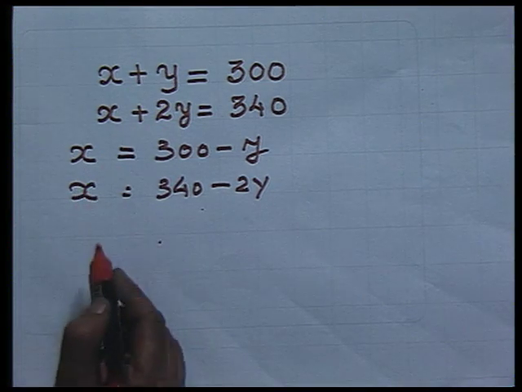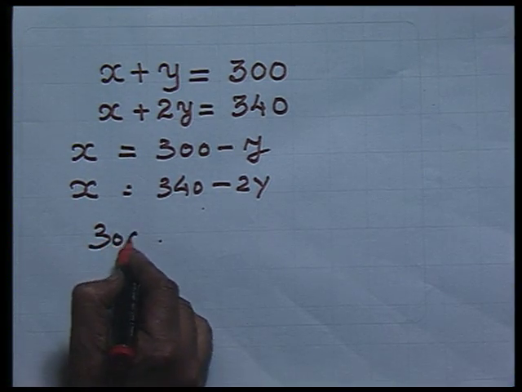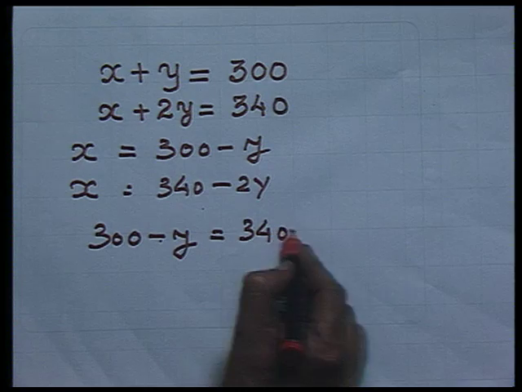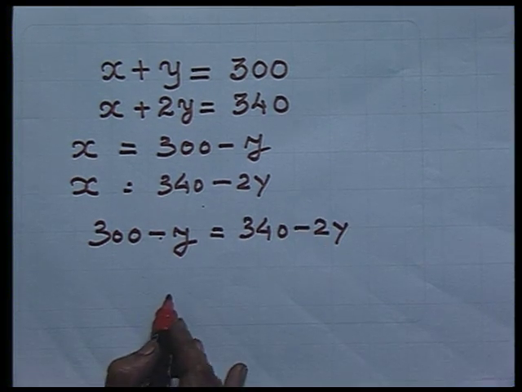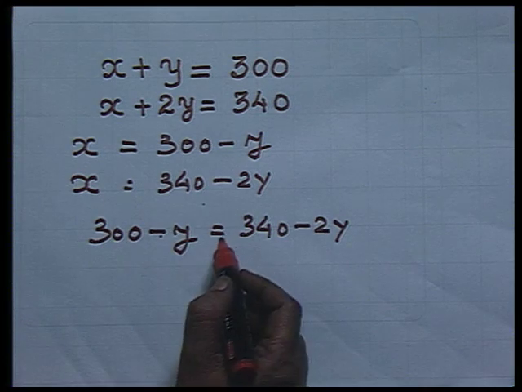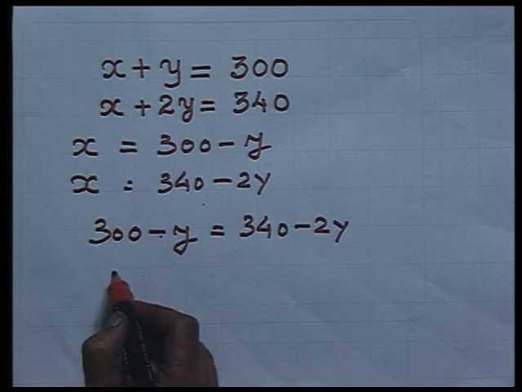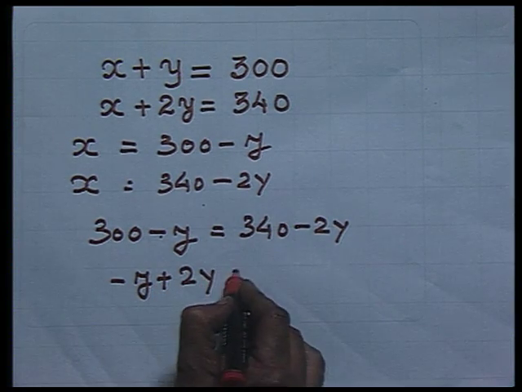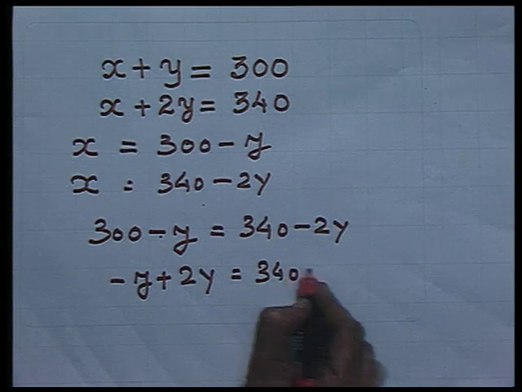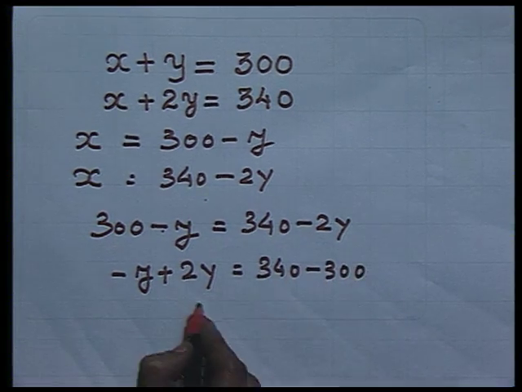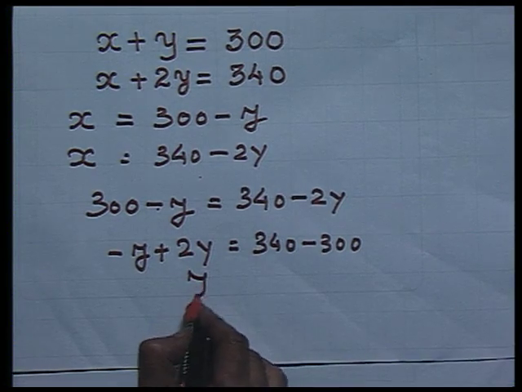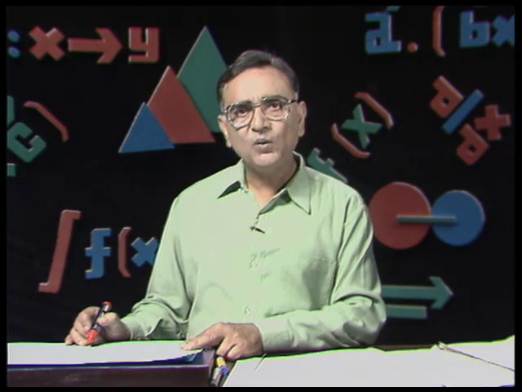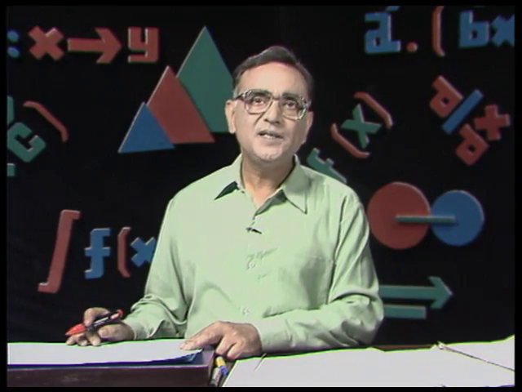Now, eliminating this variable, we get 300 minus y equals 340 minus 2y, and now transferring the constant terms onto the right hand side of equality and variables onto left hand side, I get minus y plus 2y equals 340 minus 300, and that will give me y equals 40. Now, can you tell me what y was? Y was the reservation charges.